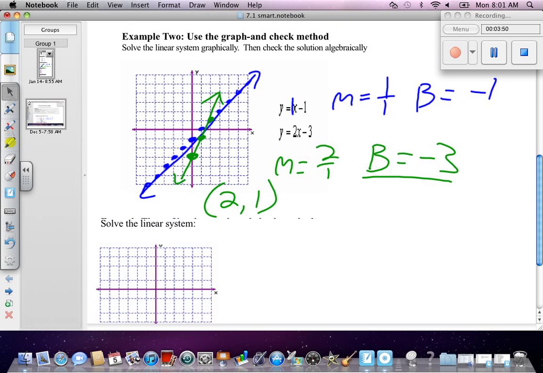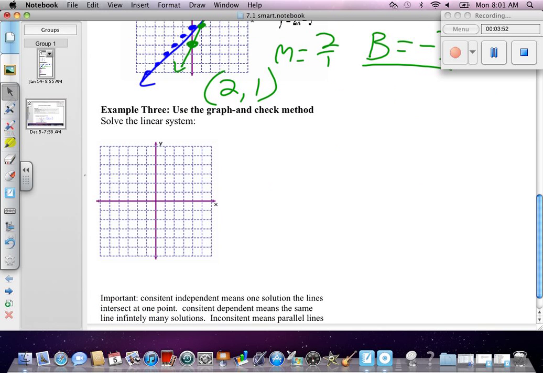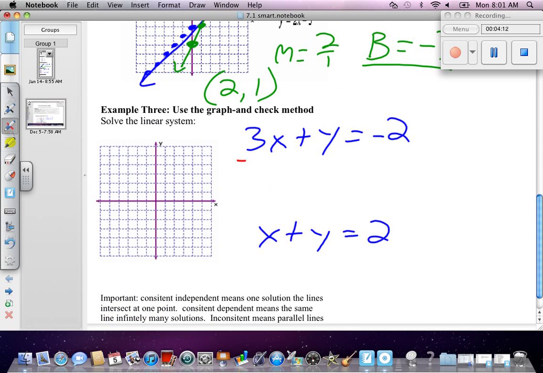All right, what's the problem when looking at example 3? They're not in what form? y equals mx plus b, or slope-intercept form. So the first thing I'm going to do is put them in slope-intercept form. So what am I going to have to do for that first one? Subtract 3x. y equals -3x minus 2.